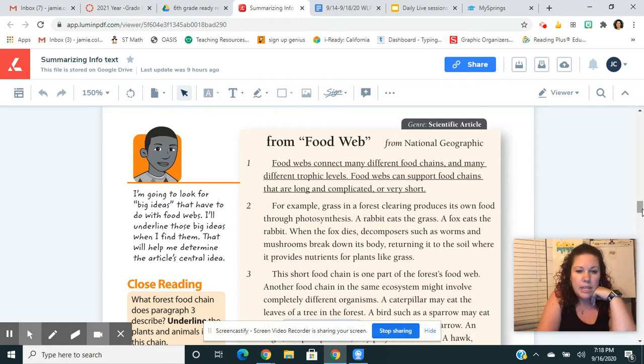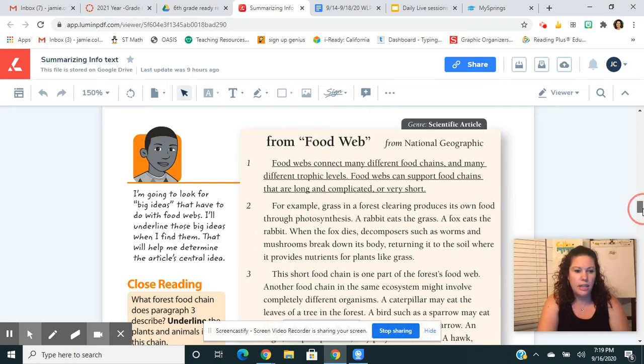It says food webs connect many different food chains and many different trophic levels. Food webs can support food chains that are long and complicated or very short. Do you think that this is a central idea of the article? So does the article talk about food chains? Does it talk about trophic levels? And does it talk about what supports the food chain? So if all three of those questions were answered as a yes, then yes, this is the central idea. Okay.